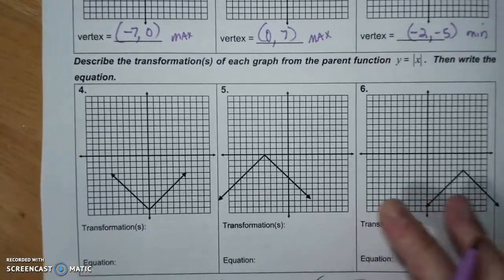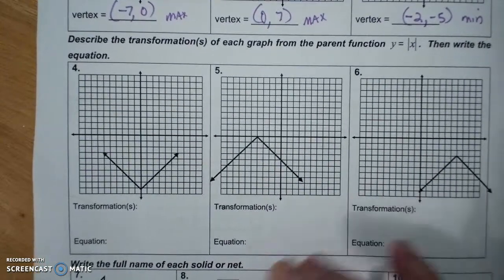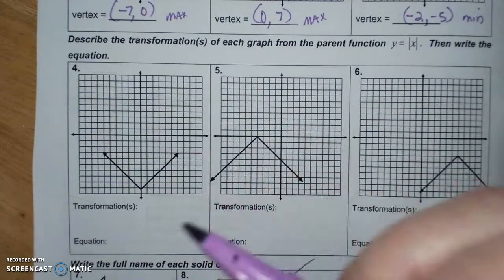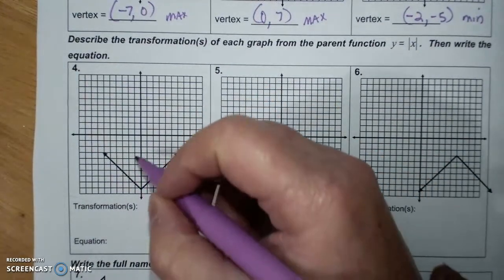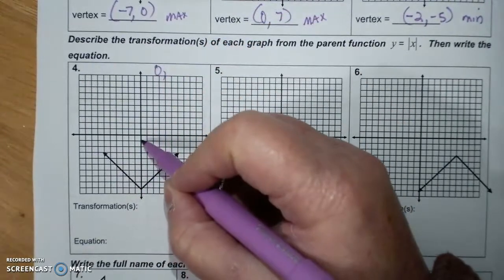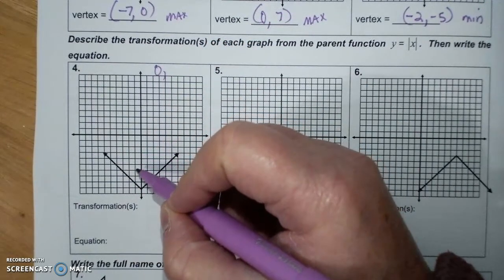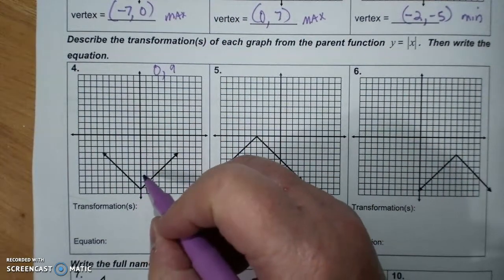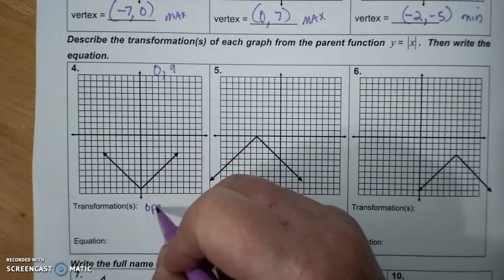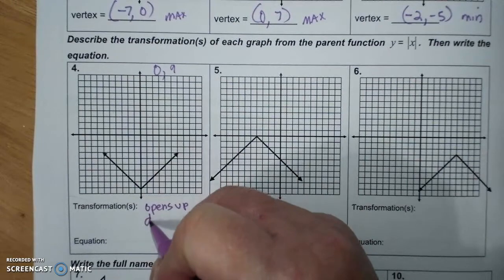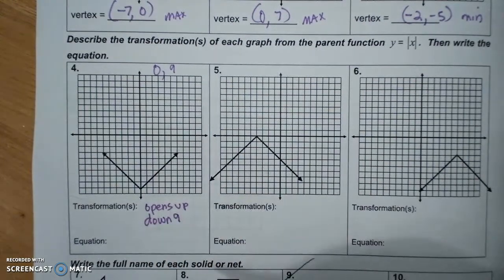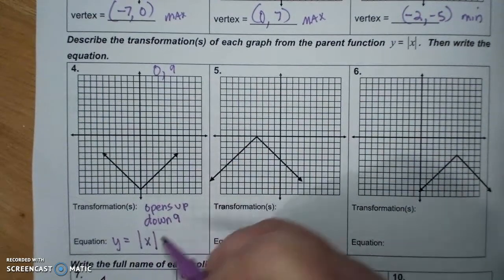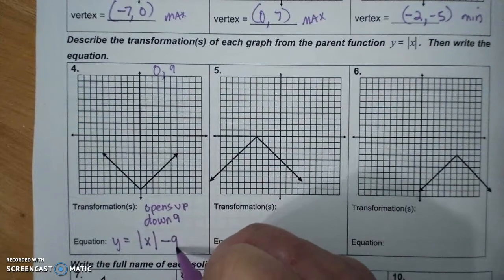Now we're going to be given a graph and we have to write the transformation and then the equation. So I'm going to name the vertex, and that's 0, 1, 2, 4, 5, 6, 7, 8, 9. Okay, so that opens up, down 9. And that is Y equals absolute value of X minus 9.